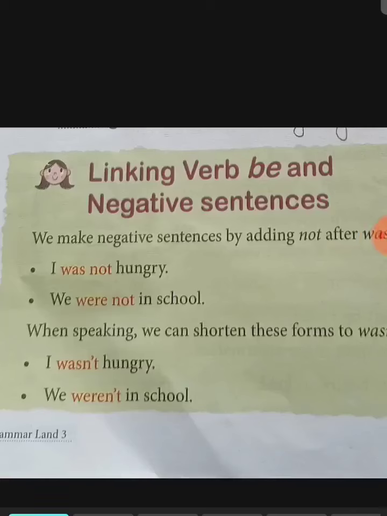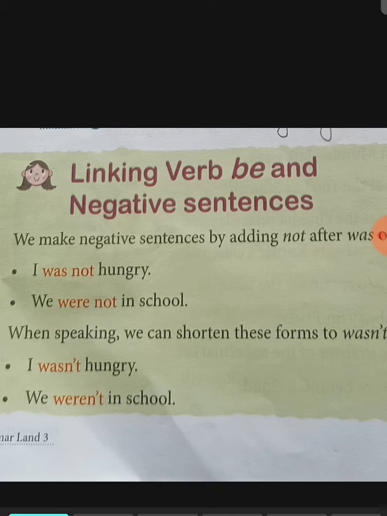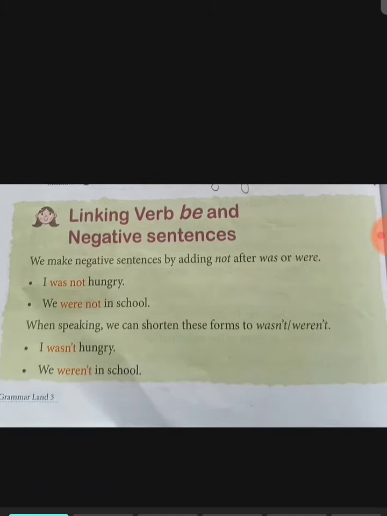Good morning, students. Today we will learn a linking verb be and negative sentence. So here given, we make negative sentences by adding not after was or were. So at first we have to know what is linking verb be.